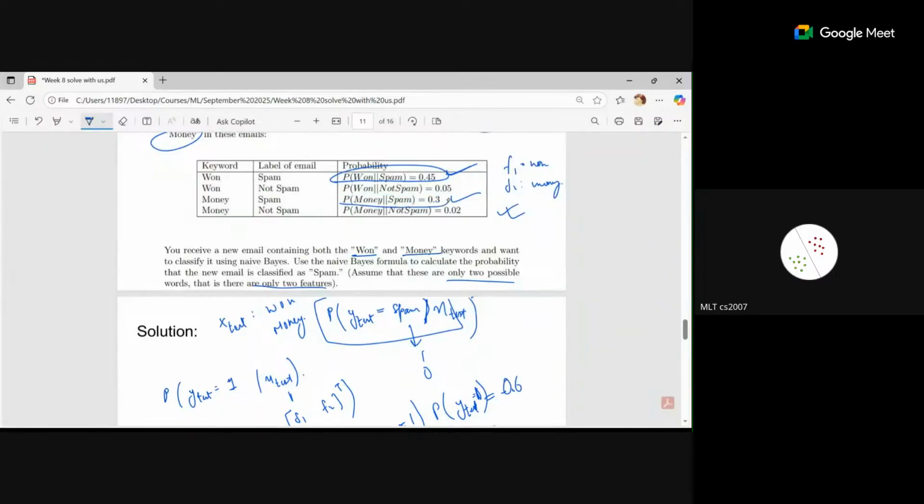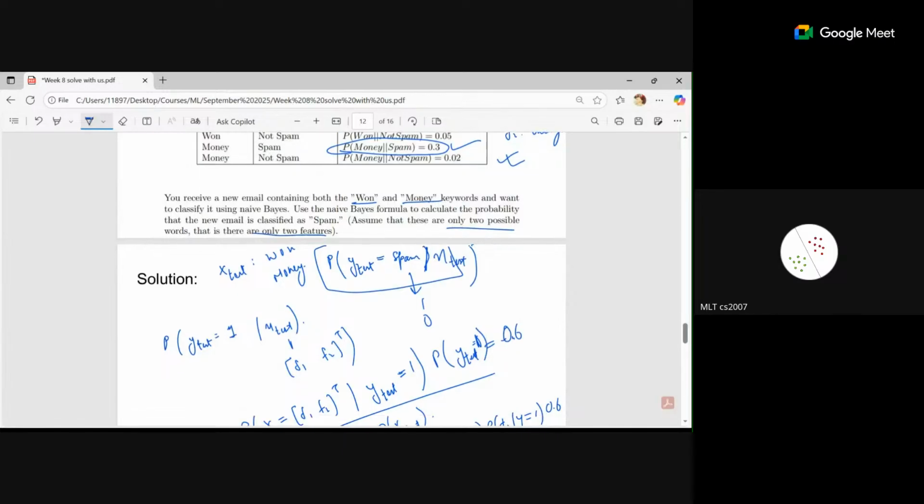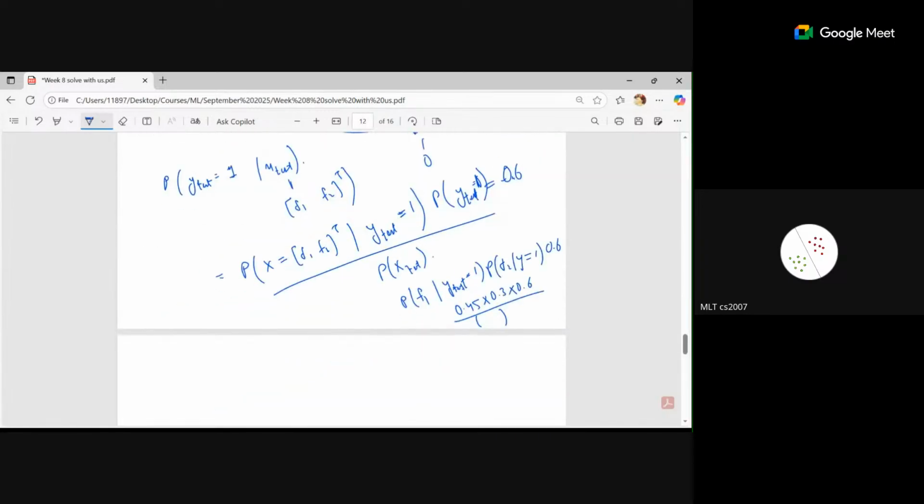So feature 2, let's call it money. Feature 1, let's call it 1. So those values are given to us, since they have appeared together. There are only two possible words, and we are saying the new email we have received has both the words, one and money. So 0.45 times 0.3 times 0.6.